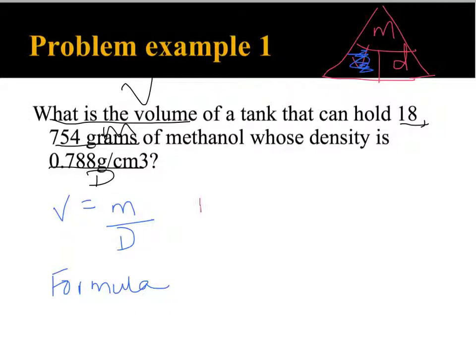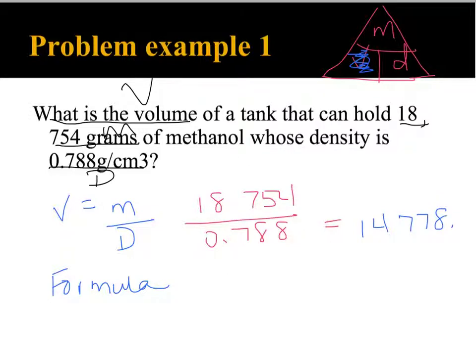So mass is 1,754, and the density is 0.788. Okay. The next thing I'm looking for is the answer to the problem, and the answer to this problem is 14778.15, and you want to make sure that you include units, and it would be centimeters cubed, and by the way, that is a 5. Okay, so the answer is 14778.15 centimeters cubed.